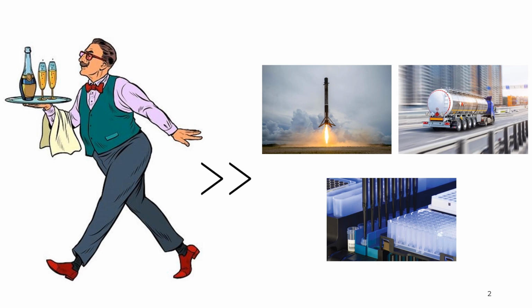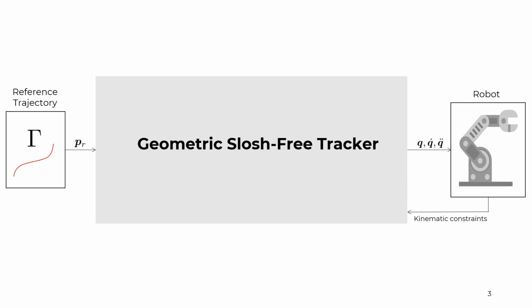Unfortunately, the agility and generality of the waiters does not transfer to existing autonomous robots. Aiming towards this goal, in this work, we propose a slosh-free tracking algorithm. More specifically, we present a real-time slosh-free tracking technique that solely requires the reference trajectory and the robot's kinematic constraints to output slosh-free and kinematically feasible joint space commands.